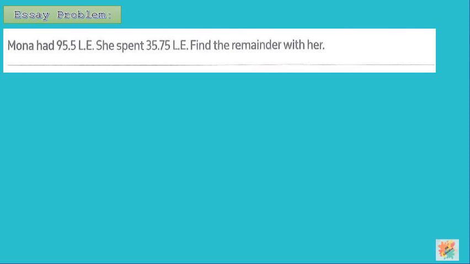Mona had 95.5 LE. She spent 35.75 LE. Find the remainder. Remainder means we will do minus. So we will do 95.5 minus 35.75 and start to make subtract.